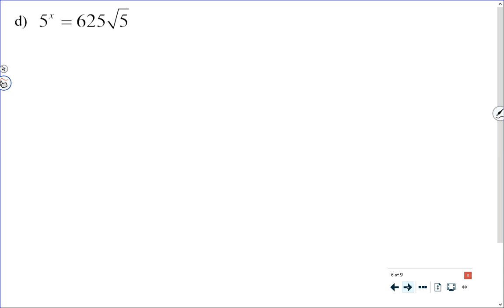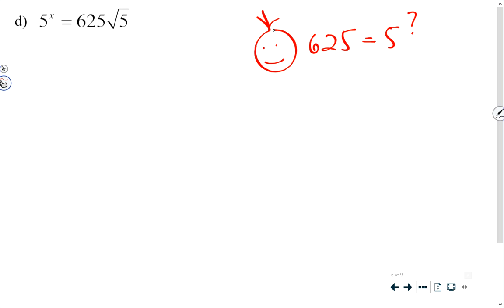The next example has 5 raised to the x equals 625 root 5. Given that on the left-hand side I have 5 raised to the x, and 5 is a prime number, there's no other way to write 5. That's telling me that the common base must be 5. So what we need to figure out now, and you have the aid of a calculator, is what 625 is in base 5 and what root 5 is in base 5. Well, you should know root 5 is 5 to the half.